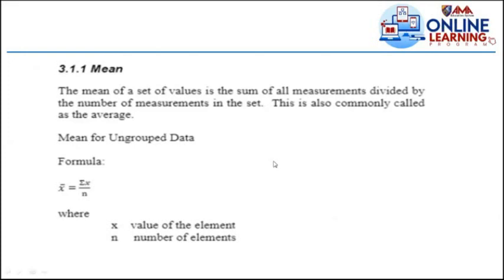So we have here another example of the mean. The mean of a set of values is the sum of all measurements divided by the number of measurements in the set. It's also commonly called the average. So the mean for ungrouped data formula: x bar is equal to summation of x all over n.